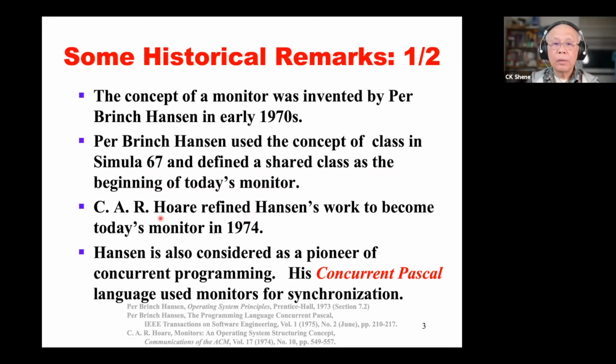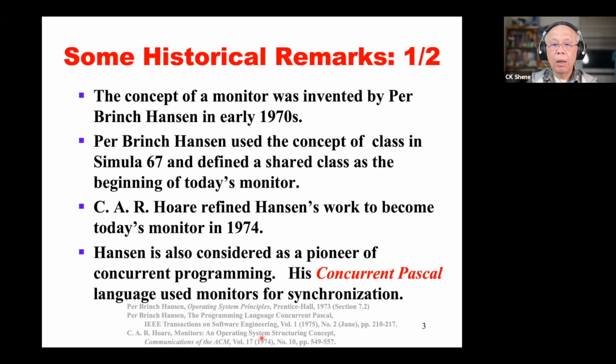Then Tony Hoare, and you know this name so many times in this class, refined Hansen's work to become today's monitor in 1974. Per Hansen is also considered as a pioneer of concurrent programming. He designed a language called Concurrent Pascal, in which all synchronization is done using monitors.